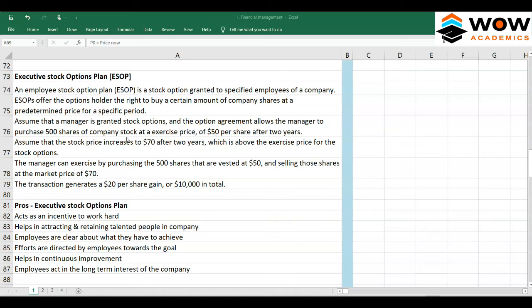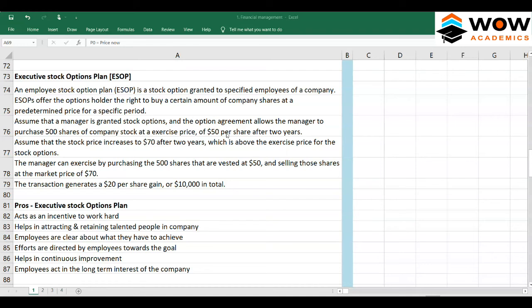So because of doing this, over a period of time, the share price can go to 70. At 70 rupees, after 2 years, the company will now give you the right to exercise. So you will exercise your right and buy the shares at $50, even though the share is trading at 70, because that is how the contract of ESOP works.